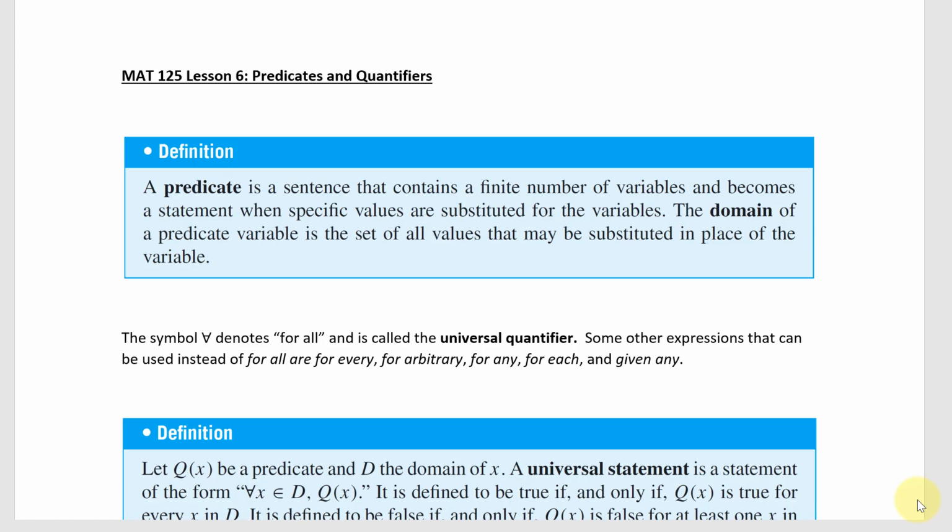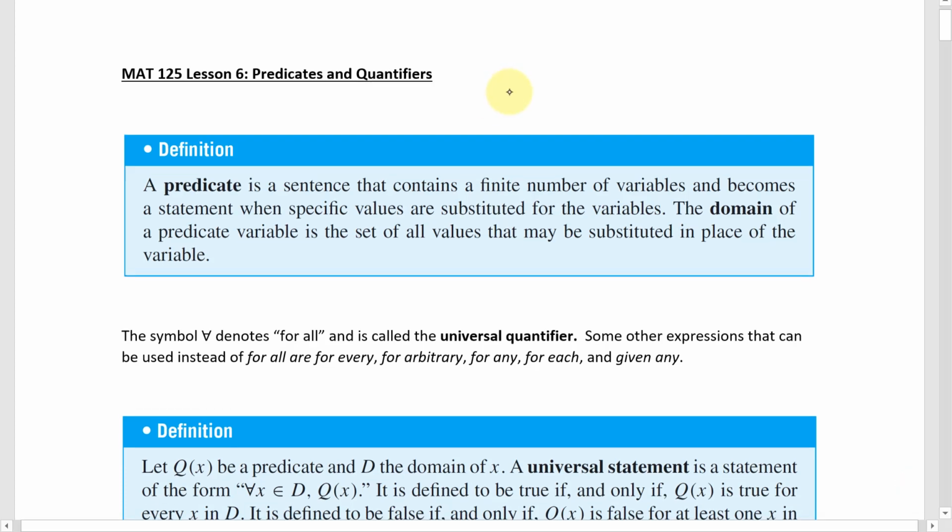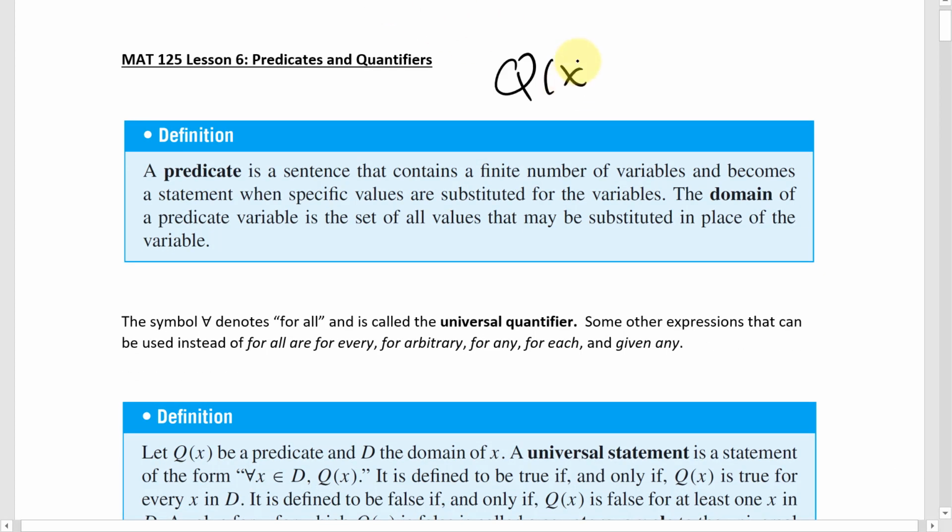In other words, something like Q of x would be an example of a predicate. It's a statement like x is even. That's an example of a predicate. It's something that would be true or false depending on the value of x.